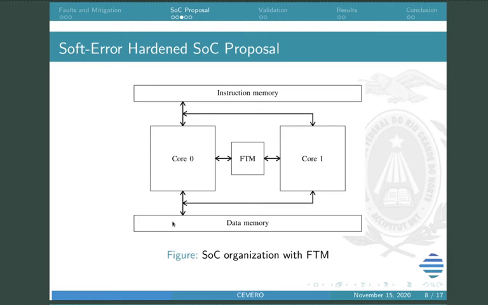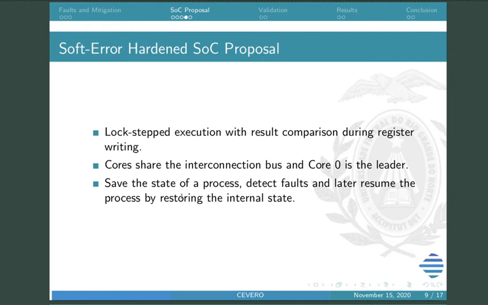This system is supposed to run in a lockstep execution with result comparison during the register writing, and both cores share the interconnection bus with memory, and core 0 is the leader. It drives communication with memory. The main idea is that this SoC should save the states of a process during the lockstep execution, and when a fault happens, it should detect this fault and correct it by restoring the safe internal state that was previously saved and resuming the process in this state.